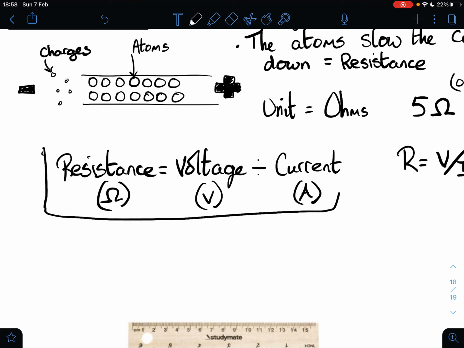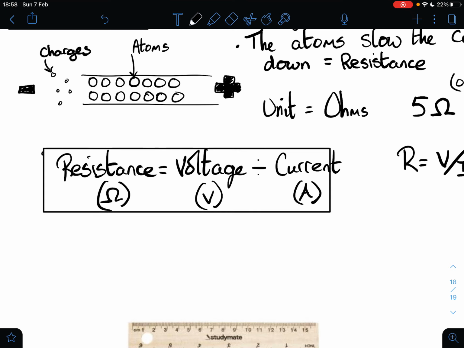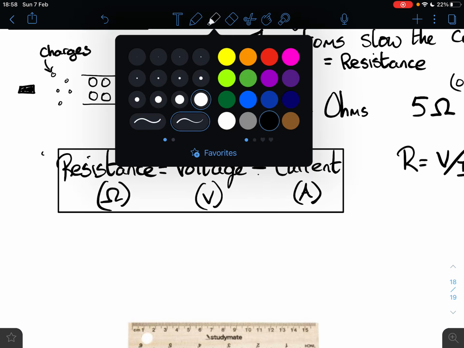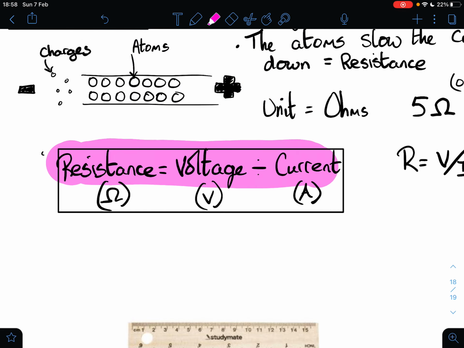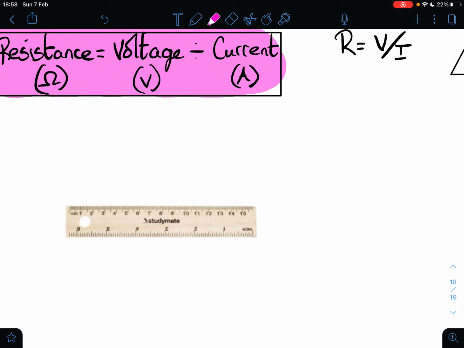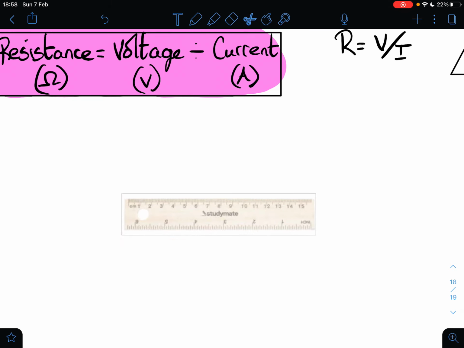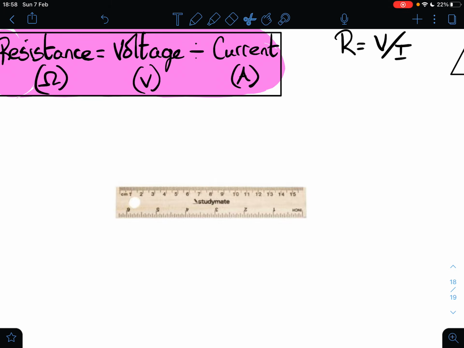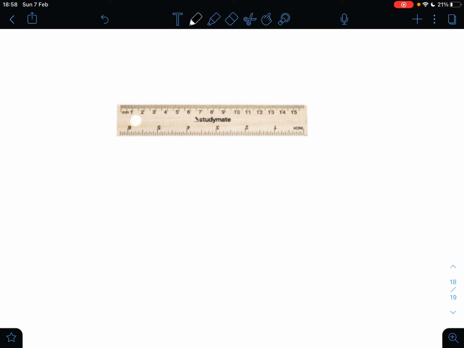Right, I'm going to put that in a box, put it in a bright pink highlighter. That's the key equation of this lesson. Okay, highlight it. Now, we talked about resistance of a wire in the title. Knowing what we now know, we can actually go ahead and do a bit of an investigation. And here's the experiment. It's one of the required experiments that we do. And in this, we're going to look at what is the effect of making a wire longer.